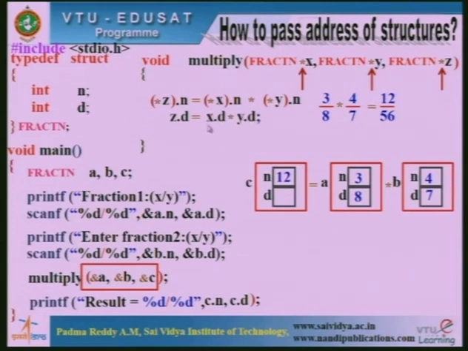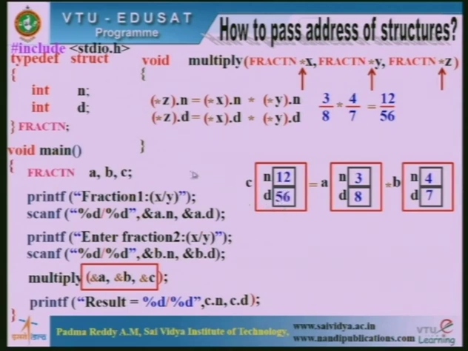This x dot d can be written as star x dot d, and here y dot d can be written as star y dot d. Now, what does star x dot d mean? 8. Star y dot d means 7. 8 into 7 how much? 56. 56 should be copied into what z contains? It is a pointer. So, z contains an address. Address of this we want to store into this. So, here we have to prefix what? Star. So, I write star z dot d. Now, 8 into 7 how much? 56. That 56 is copied into this location.